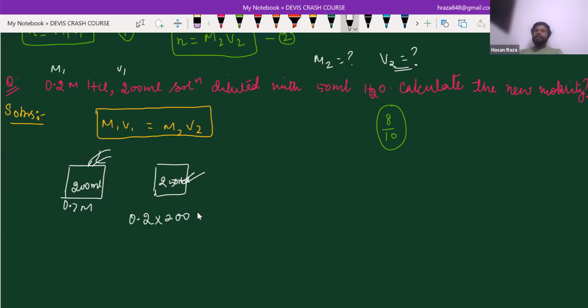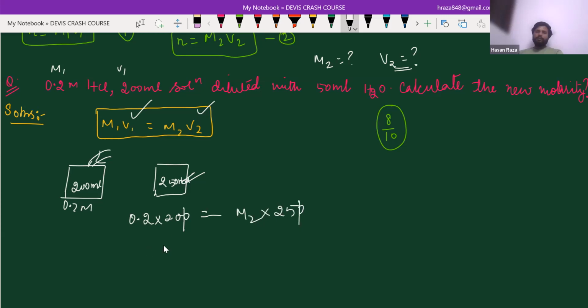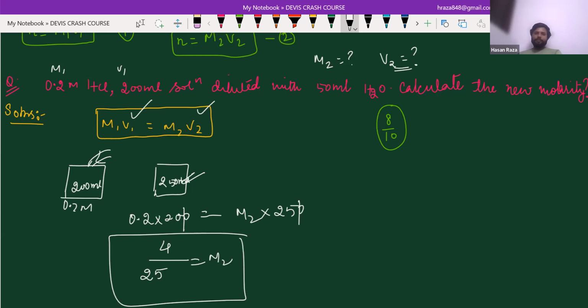And you don't need to convert it into liters. You know why? Because here ml and here ml, both will cancel. So you can see the 10s will cancel, and this is basically 4 divided by 25, your answer. Okay, can we move to the next part?